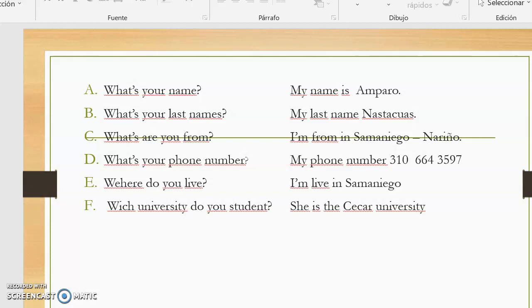What's your phone number? My phone number is 310634597. Where do you live? I am live in Samaniego. Which university do you student? She is the Secar University.